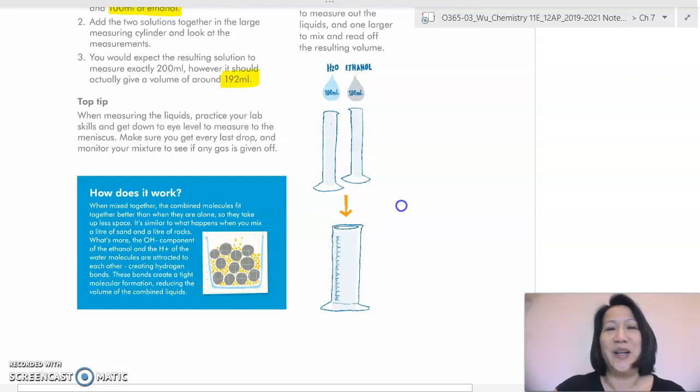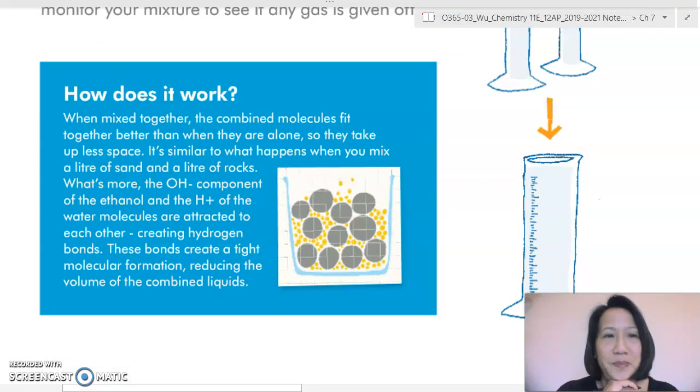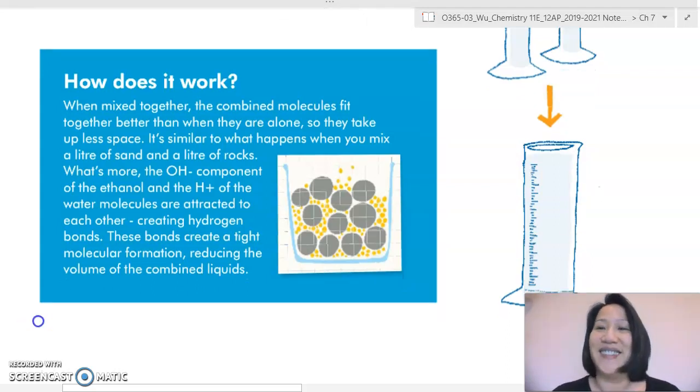So what's going on is explained over here in the blue. They fit together better than when they are alone. What's more, the hydroxyl part of the ethanol interacts with the hydrogen part of the water molecule, creating hydrogen bonds. Hey! So this creates a tighter molecular formation and therefore reducing the total volume of those two combined liquids. Hey, we understand that.